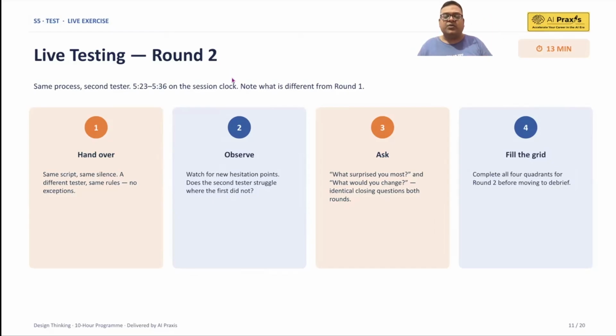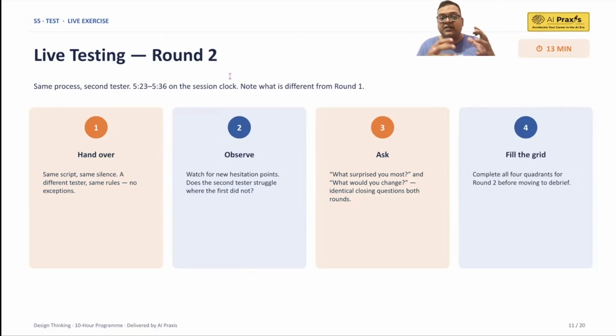Finally, compare the two grids. Ask yourself which comments appeared in both sessions, which problems were repeated, which strengths were consistently appreciated, which suggestions appeared only once. Note, I use the term strengths, not features. These patterns are far more valuable than isolated opinions.